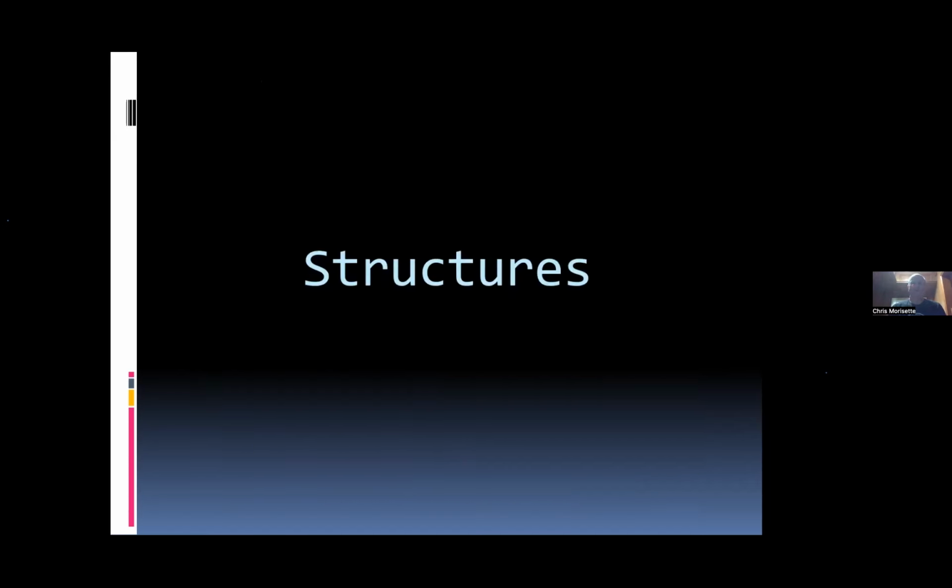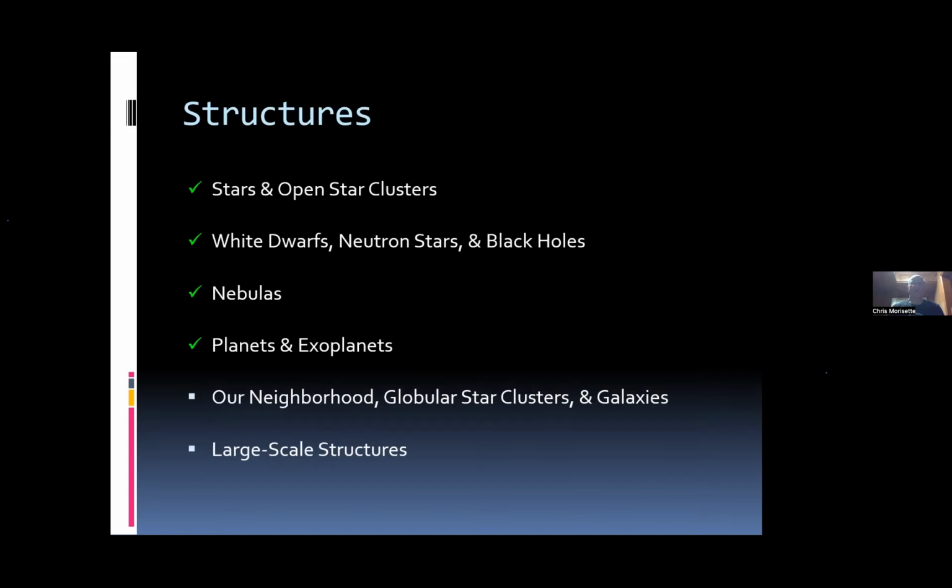Okay, so we've talked about processes, and I want to use the rubric or the topic of structures to take the discussion farther and discuss some objects that maybe we haven't talked about yet. So we've talked about stars and open star clusters. We talked about white dwarfs, neutron stars, and black holes. We talked about nebulas, planetary nebulas and emission nebulas. We've talked about planets and exoplanets. We really haven't touched on our own galaxy, things like globular star clusters, galaxies outside the Milky Way, and then something that's maybe a new concept to unite, which are large-scale structures. So let's begin to tackle some of these items.